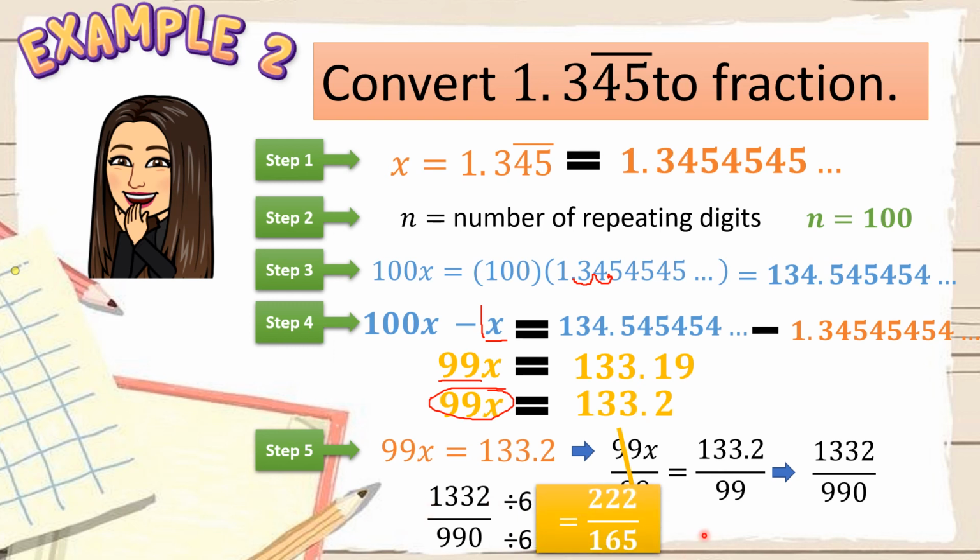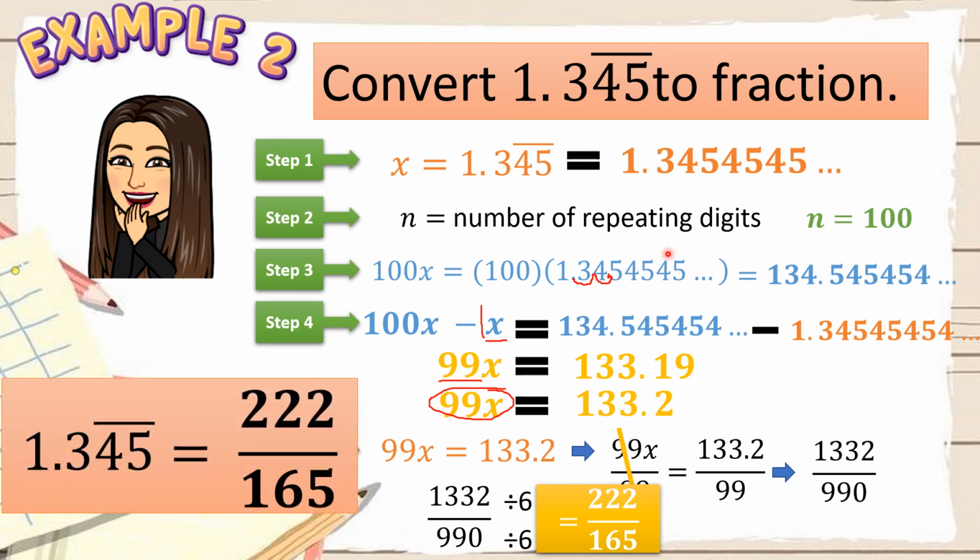So, we'll have here an answer of 222 from our numerator and then 165 as the quotient of our denominator. So, therefore, this repeating decimal 1.34545 and so on is equal to 222 over 165 as a fraction. Okay, so that, as you can see, is written as an improper fraction. Okay, so that is how we convert a repeating decimal into a fraction.